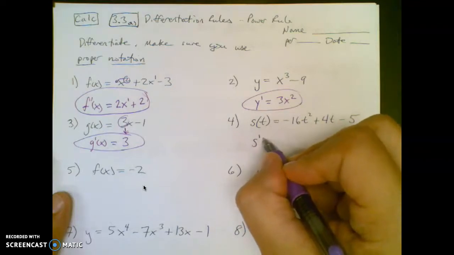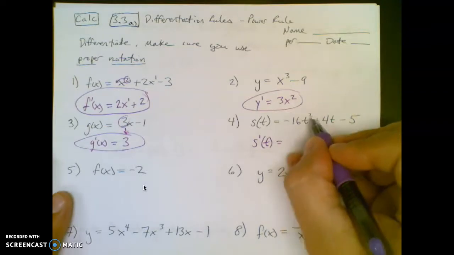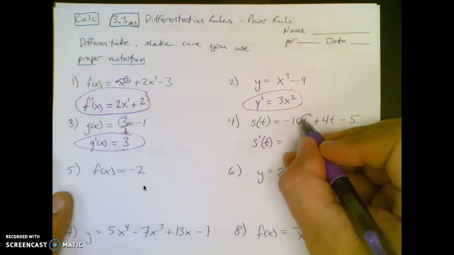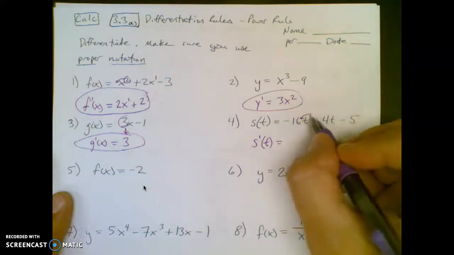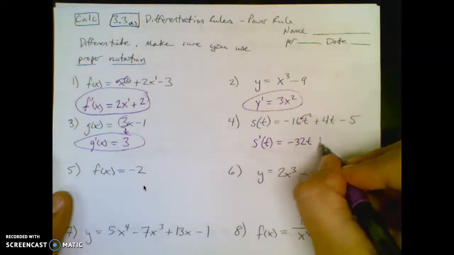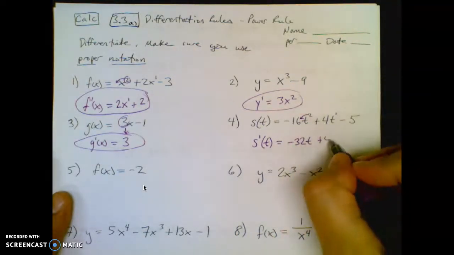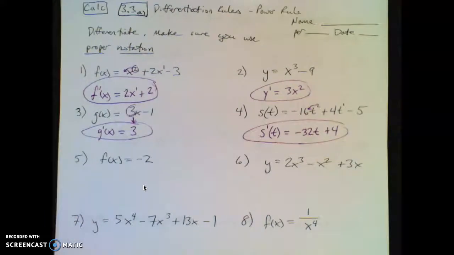S prime of t. It's a distance kind of thing. So I multiply 2 times what was in front. Remember, we didn't have to do that on these, but if there's already a number there, you multiply it. So that's negative 32t plus, and this is 4, then plus 0. Eventually, you kind of stop even seeing constants.